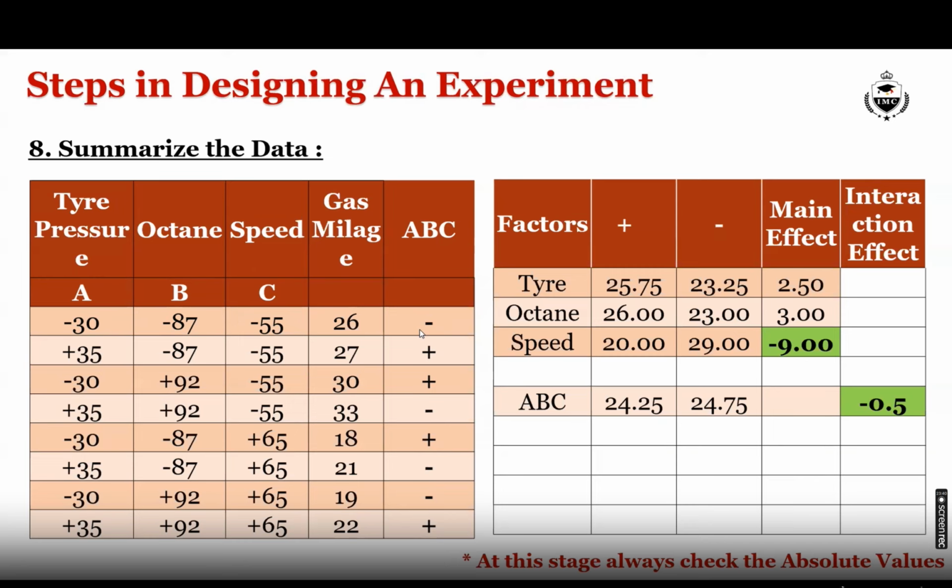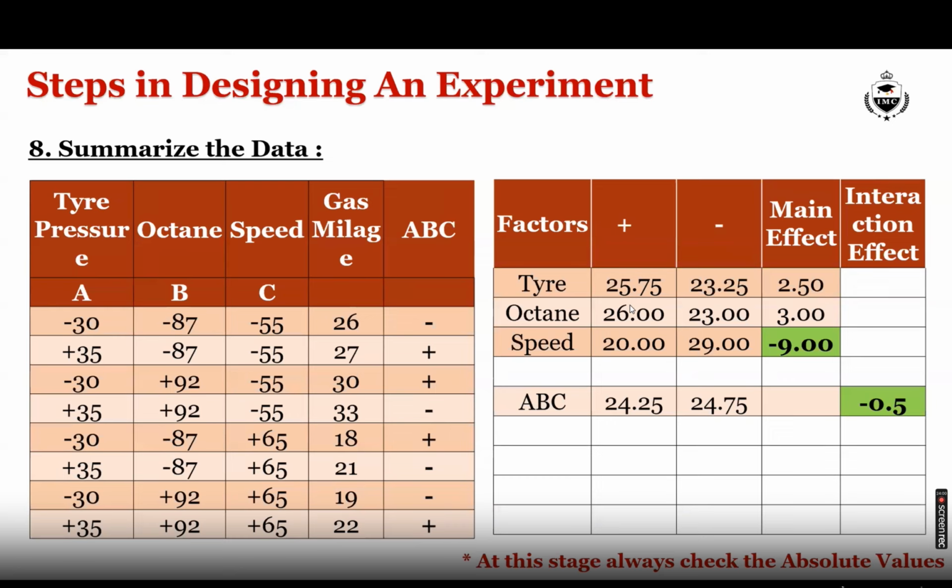So how is ABC for the first row coming as minus? What is the A column sign? It is minus. So minus into minus, minus into minus comes to minus. Next row, plus into minus comes to plus. This way the plus and the minus are set.